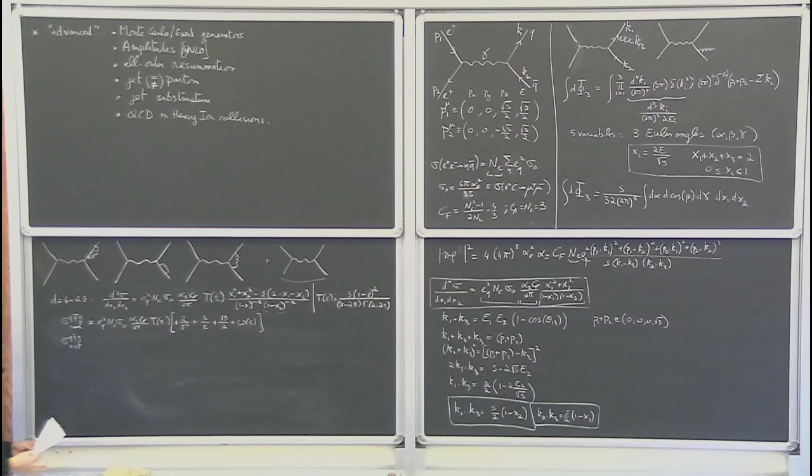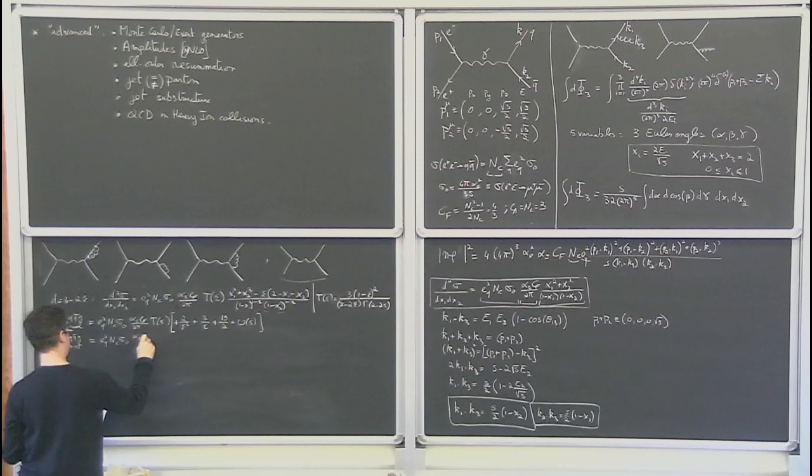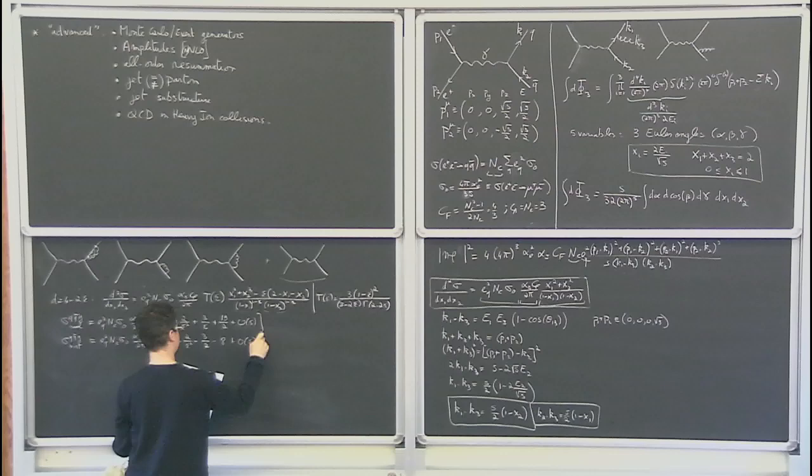Then I can do the same thing for these graphs, or actually the interference between these graphs and the lowest order process. And if I do that for the virtual piece, I find e_q squared N_C sigma 0 alpha_s C_F over 2 pi T of epsilon times minus 2 over epsilon squared minus 3 over epsilon minus 8 plus order epsilon.